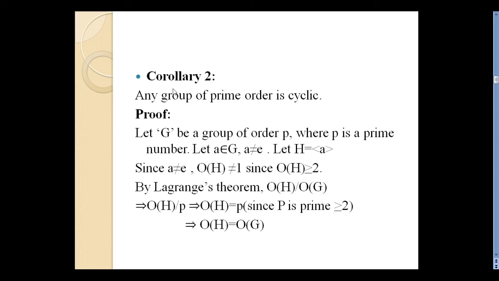We'll see corollary 2. Any group of prime order is cyclic. Proof. Let G be a group of order p, where p is a prime. Then you take an element a belonging to G, where a is not equal to e. So a cannot be equal to the identity element. Already we have studied in a cyclic group a power n equals e. Then H is equal to the cyclic group generated by a. Now since a is not equal to e, the order of H will not be equal to 1, because this is the identity element.